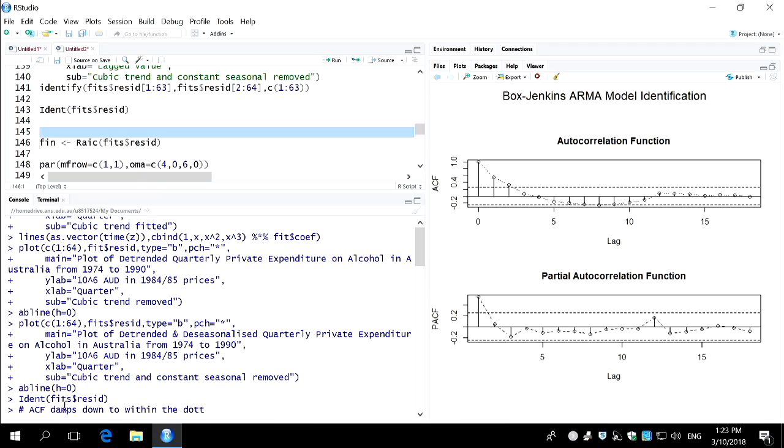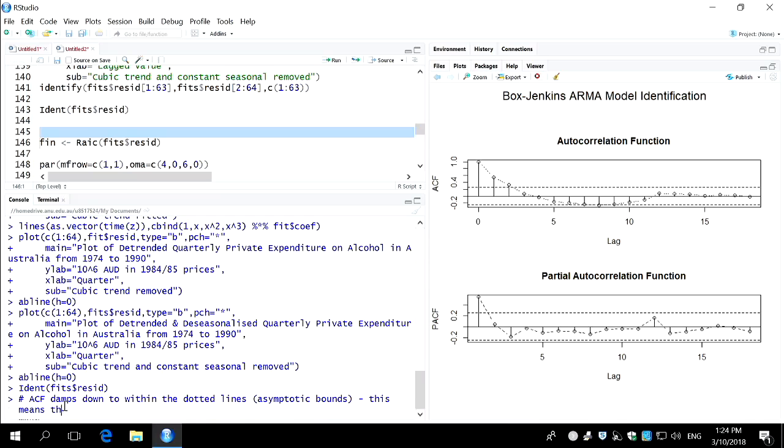Seems annoying. There we go. Within the dotted lines. So the dotted lines have names. They're called the asymptotic bounds, in case you care. Okay? Because people say, well, you're calling it dotted lines, that's not very technical. Am I going to impress people by saying dotted lines? Oh, okay. You can call them asymptotic bounds if you want. This means that the series is stationary.